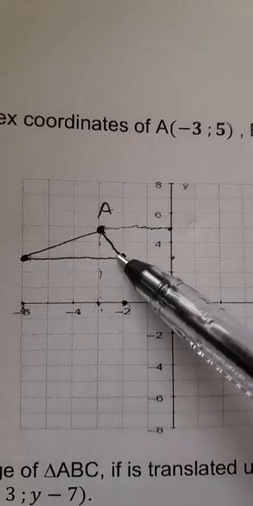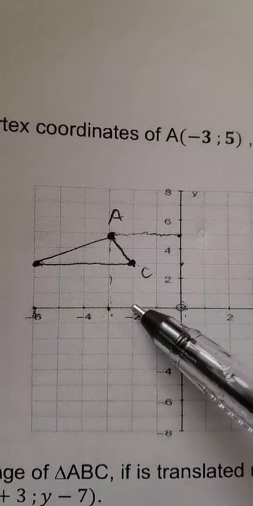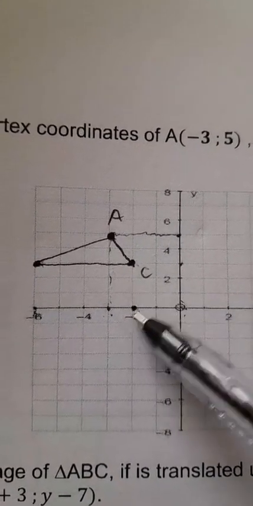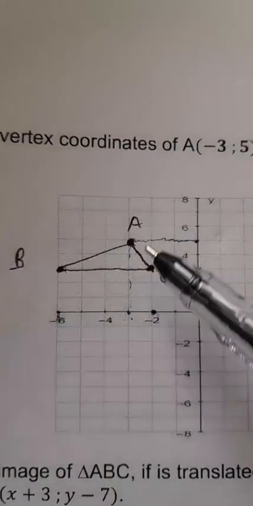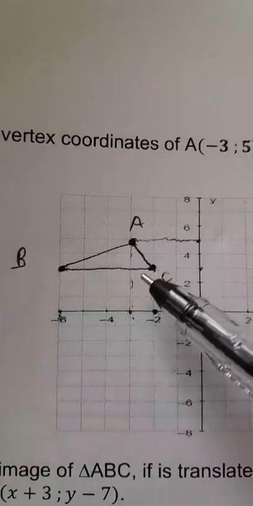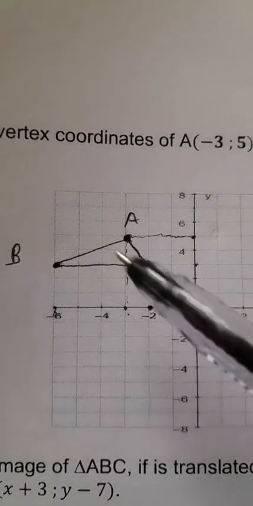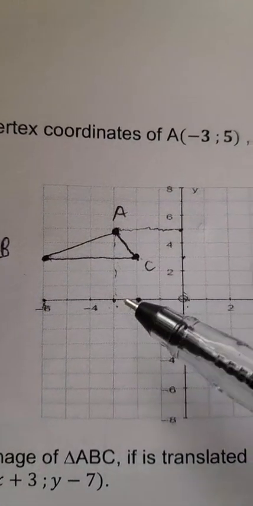Y, that is positive 3. They meet exactly. You say you go vertically, then you go horizontally, and they meet there. Right? So now you have A, B, and C. And you just simply connect the dots. It's like playing dot to dot.